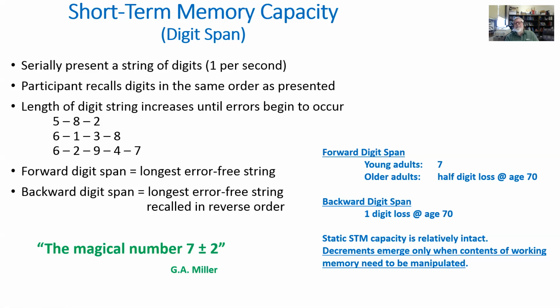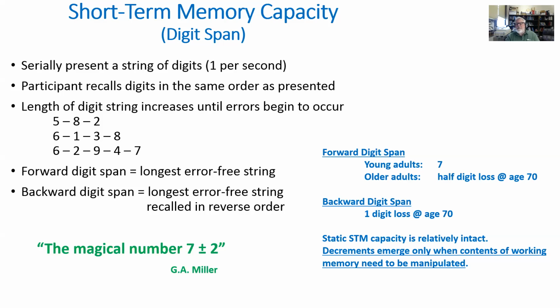What's the average number we see in 70-year-olds, for example? Well, we typically see only about half a digit of loss. You might say, how can you get a digit span of 6.5? Remember, that's the average. So maybe half of the group would have a digit span of 7, and the other half would have a digit span of 6, and that would average together as 6.5. So we lose an almost imperceptible amount of capacity in our static short-term memory by the time we reach age 70. That's not too bad.